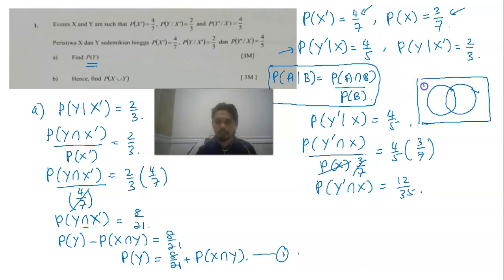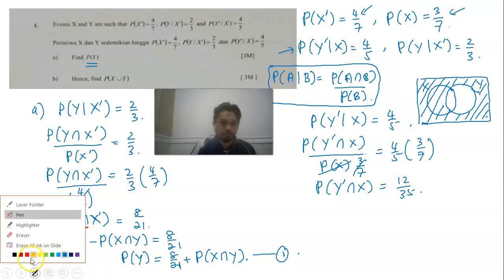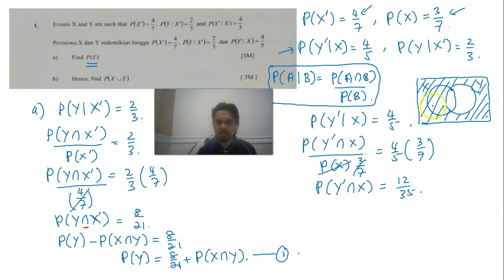Now X and Y. So probability of Y complement. Y complement means all the elements which are not Y, outside of Y. Intersect with X.